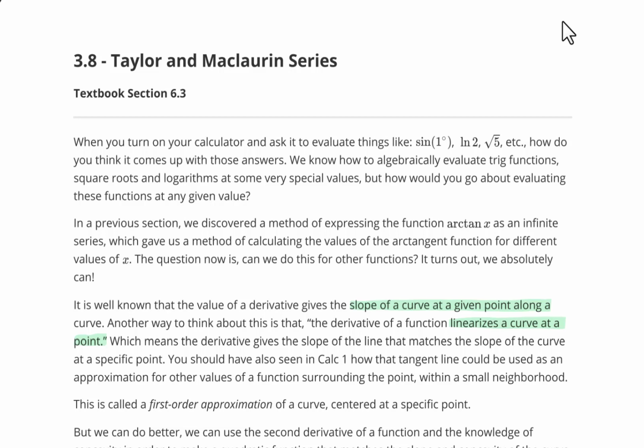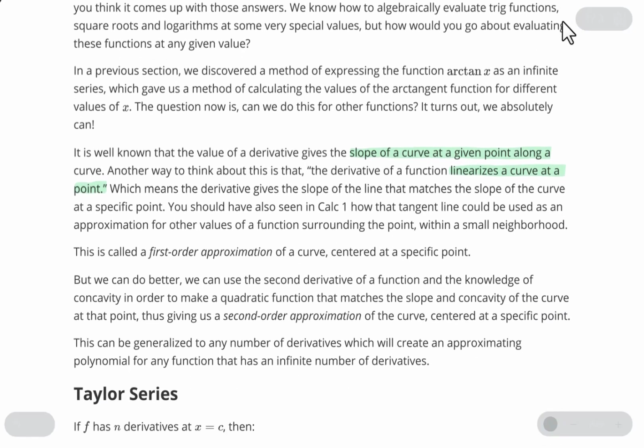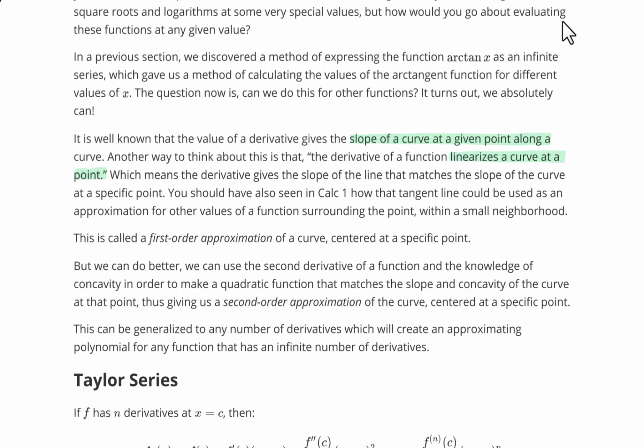But we can improve on that. So instead of using a first order approximation, which is linear, we can actually use a second derivative and come up with a second order approximation. And that would be taking into effect the concavity.